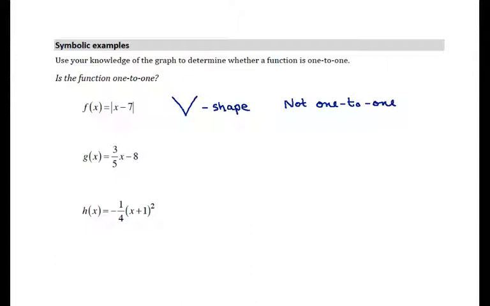The second one is a linear function. It has a positive slope, so we would expect this graph to look something like this line. Even without getting the slope and the y-intercept perfect, we can tell that this would pass the horizontal line test, and therefore this is one-to-one.